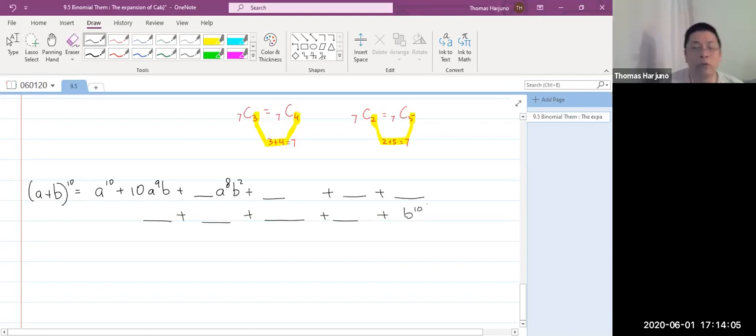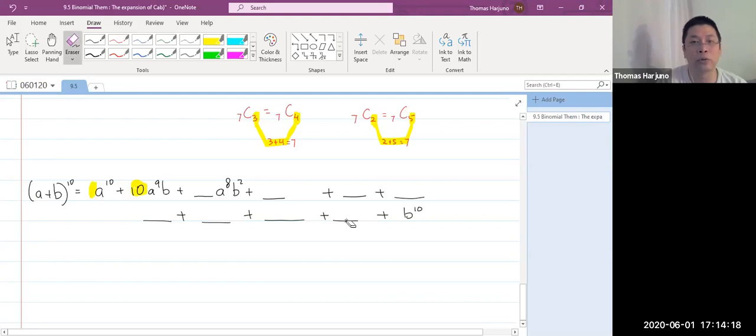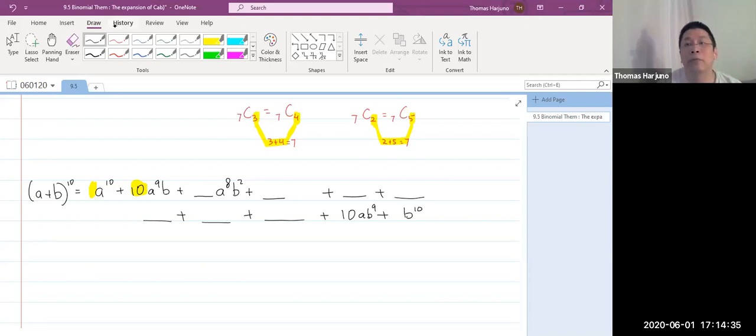Now I would like you to find out the full expansion of this a plus b to the 10. You know the coefficients for the first two terms, and therefore you know the coefficients for the last two terms too. So this will be 10ab to the 9. But I need you to find the rest. Let me give you 2 or 3 minutes for this. I need you to be super good with this.